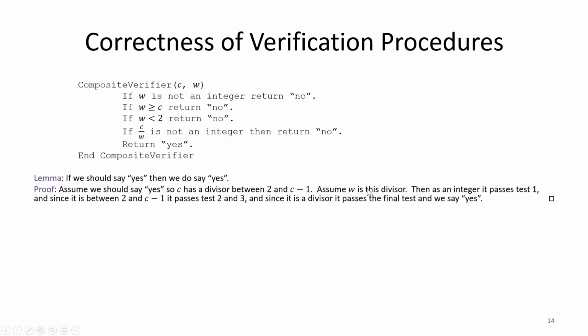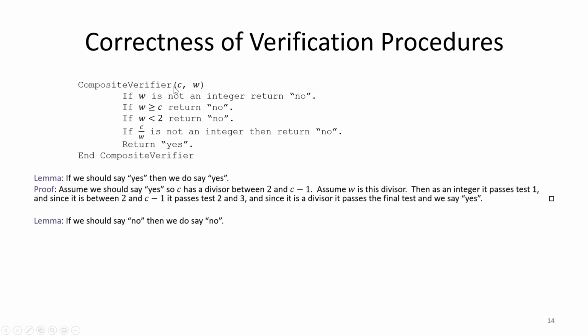Okay, so let's continue. We have the other direction to do. Now, I'm going to assume this is a no and argue that I do say no, as opposed to saying, assume this was a yes, and therefore it must have been a yes.